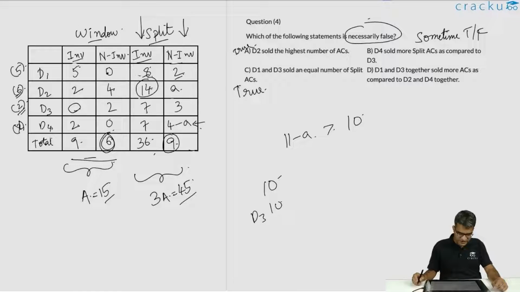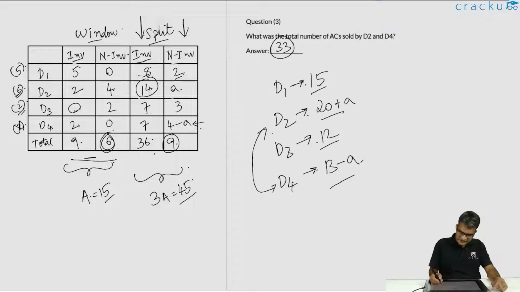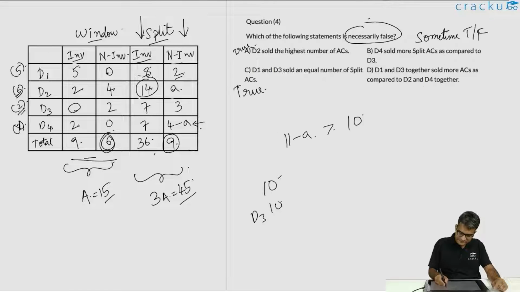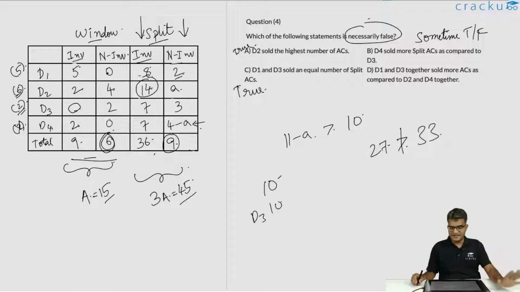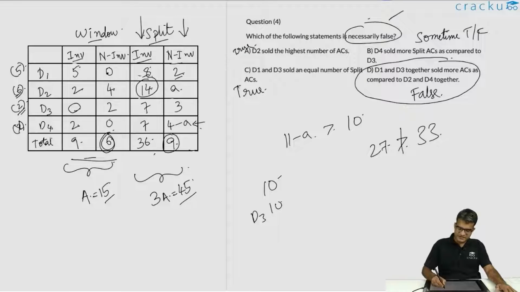D1 and D3 together sold more ACs than D2 and D4 together. How much did D1 and D3 sell together? D1 and D3 sold 15 plus 12, which is 27. D2 and D4 sold 33. 27 is definitely not greater than 33. 27 in fact is less than 33. So this is definitely false. So the only statement which is always false is option D. Option B is sometimes true, sometimes false, but we are looking for the statement which is necessarily false.